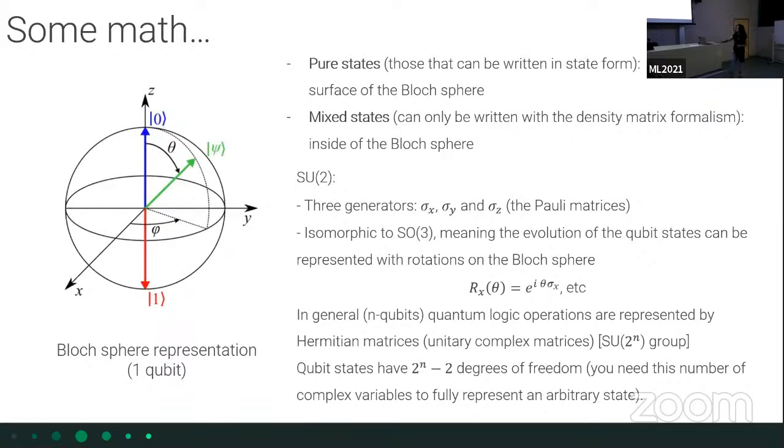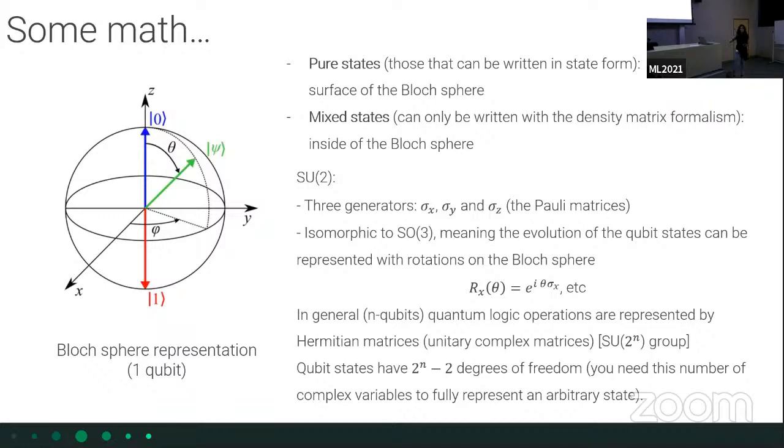This Bloch sphere represents the pure states on the surface of the sphere, and the mixed states, those that cannot be written down in the standard state form, inside of the Bloch sphere. And this Bloch sphere is the representation of the SU(2) group, which is the special unitary group that represents qubits. We can represent it in this form because it's isomorphic to SO(3), the group of rotations. Why do I say all these things? Because we can represent the evolution of a qubit as rotations around the Bloch sphere.